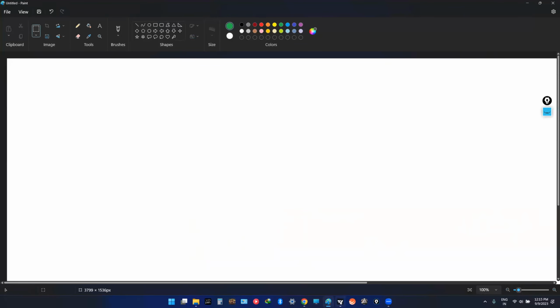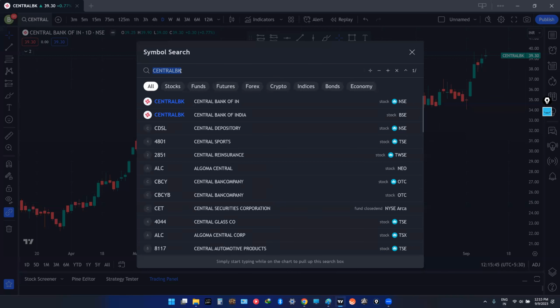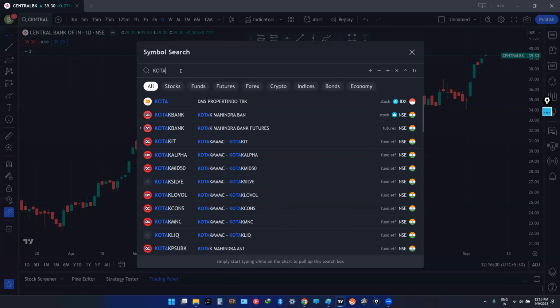Let me show you this example in chart. Let me open any stock, whatever stock anyone wants to say, any stock you want to discuss, just tell me. Quickly tell me. Kotak Mahindra Bank. Kotak Mahindra Bank.